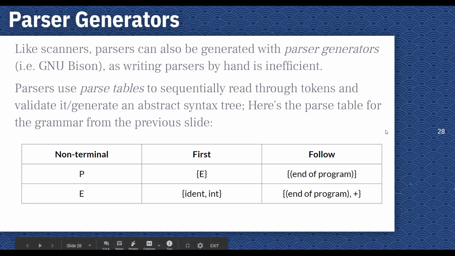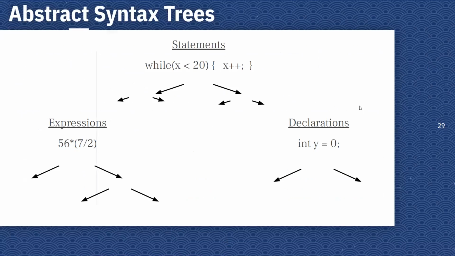So also, side note, this actually isn't the exact type of parse table used by parser generators, but it's kind of close. So after we parse through our tokenized program, we can generate what's called abstract syntax trees, which describe the structure of our program.